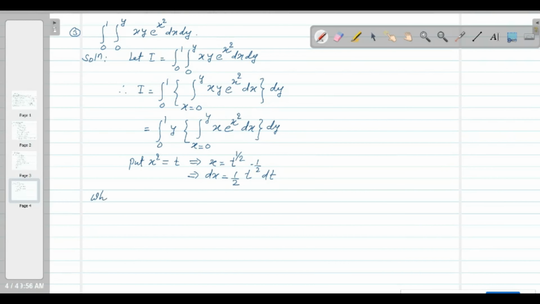Whenever you use substitution, just change the limit. When x equals 0, this implies t is also 0; putting 0 here, we get t as 0. When x equals y, this implies t equals y squared.